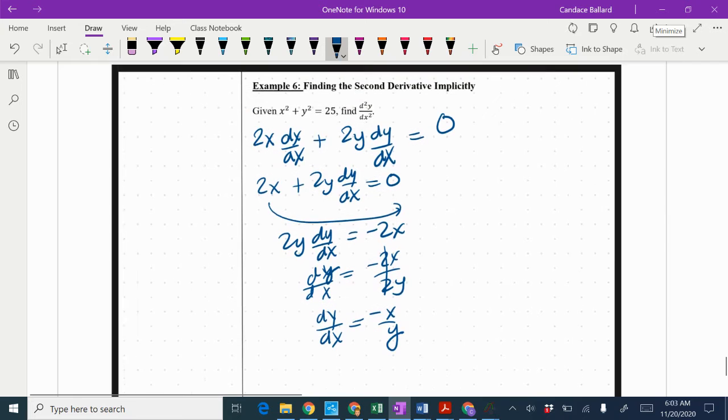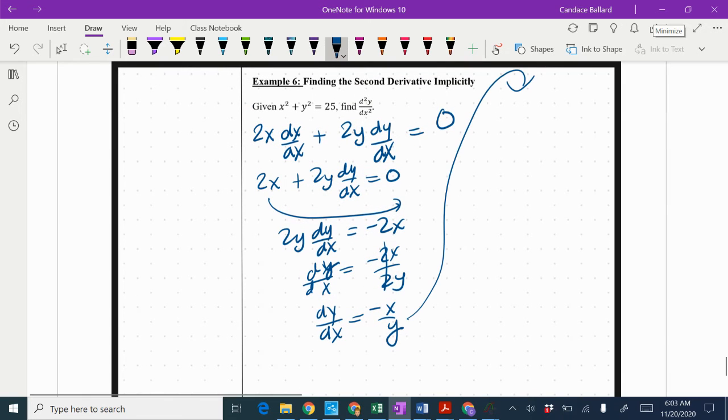Now I have to take the derivative of that, so I'm going to move that derivative up here. So to get the second derivative, I have to use the quotient rule. So I have d squared y over dx squared equals. All right, so I've got my red and my green, and remember I'm still doing implicit, okay? So the derivative of my red would be negative 1 dx/dx.